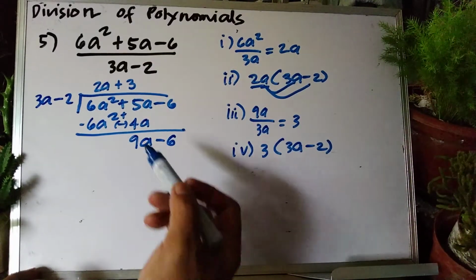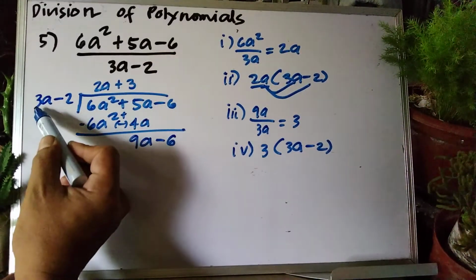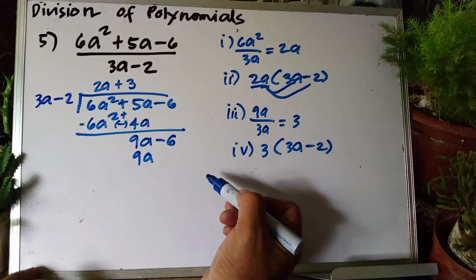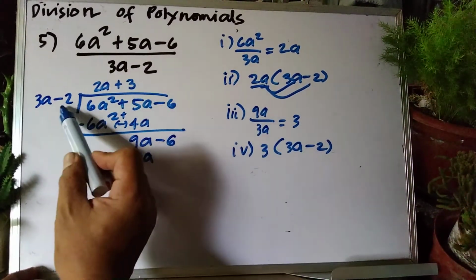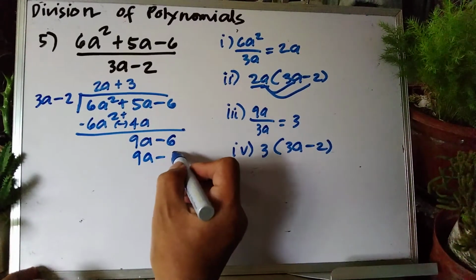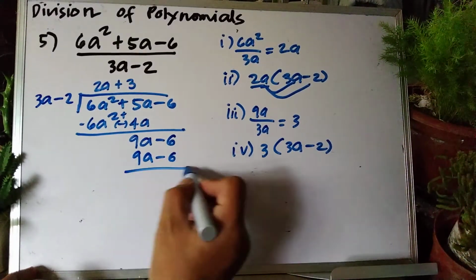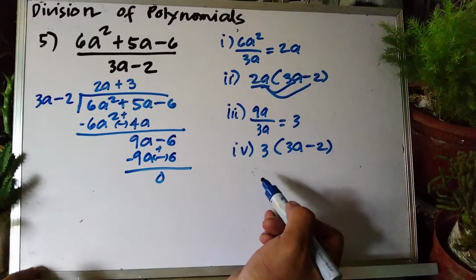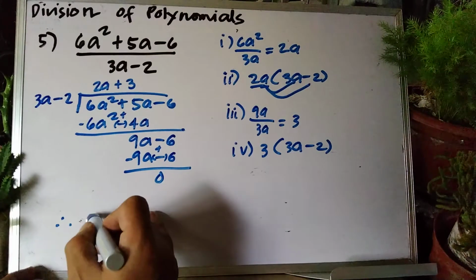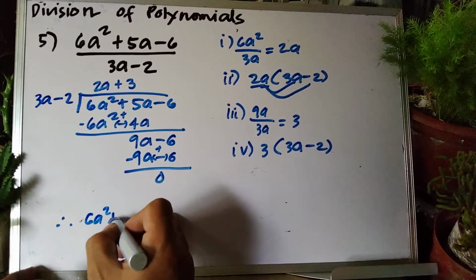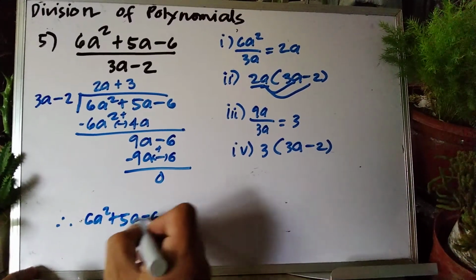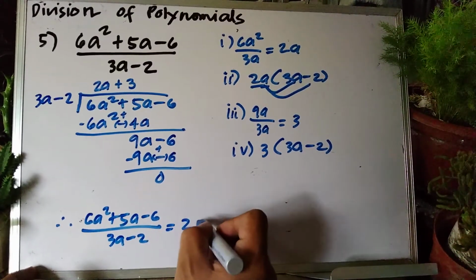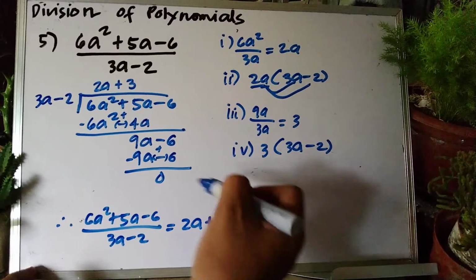Okay? So, positive 3 times 3a, you have 9a. Positive 3 times negative 2, you have negative 6. So, change yung sign, plus, kana ma-minus, and that is 0. So, therefore, 6a squared plus 5a minus 6 divide 3a minus 2 is equal to 2a plus 3.